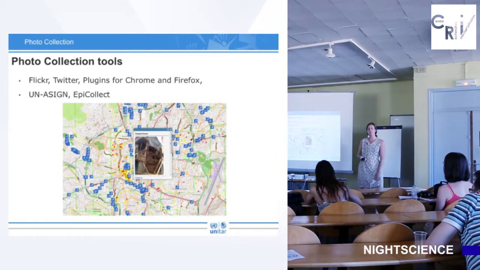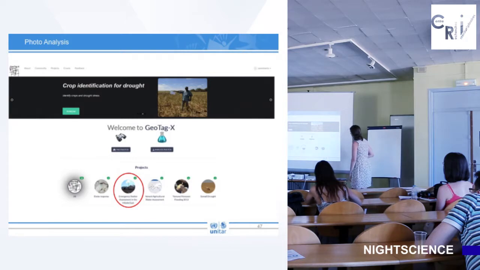So our first step is to collect photos. To do this, we have tools that can ingest photos from Flickr, from Twitter. We have a plugin that works with Chrome and Firefox so that as people browse the internet, they can send us photos that they think are relevant to a particular event. We also have links with UNAssign and EpiCollect, which is another data collection application, so that people in the field can send photos directly into GeotagX. So this is the platform.